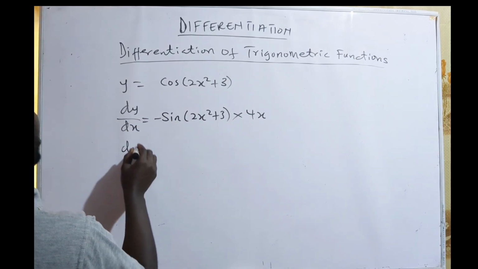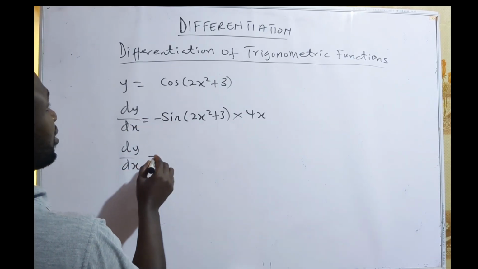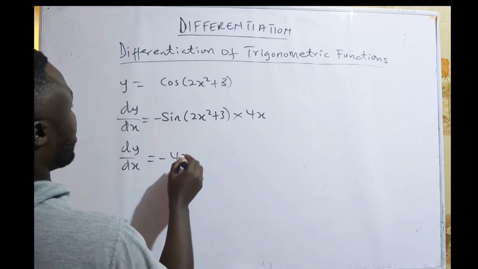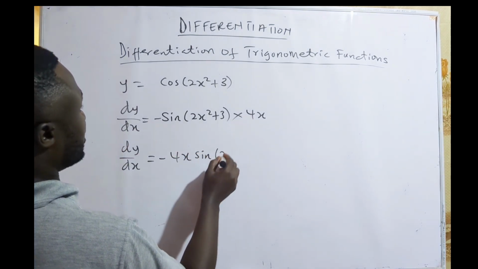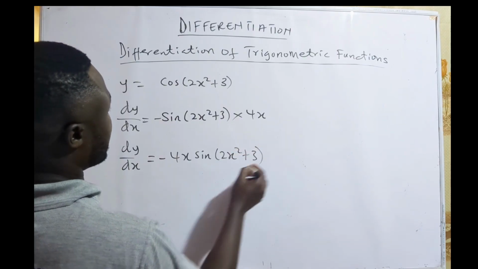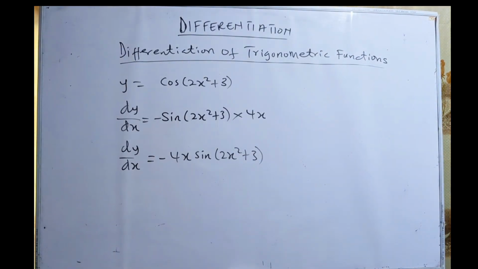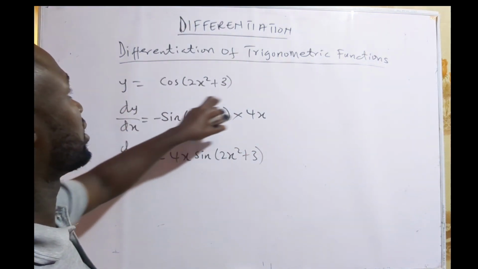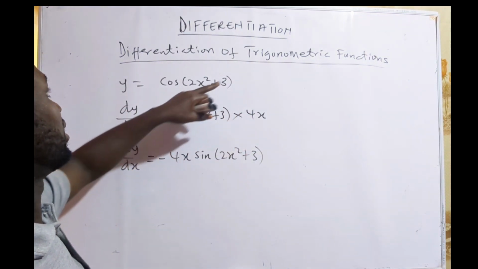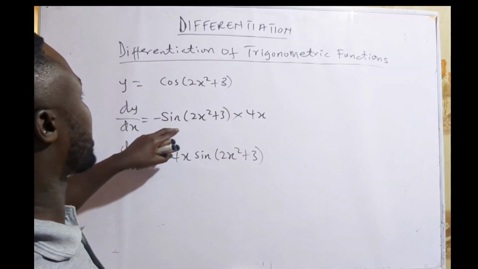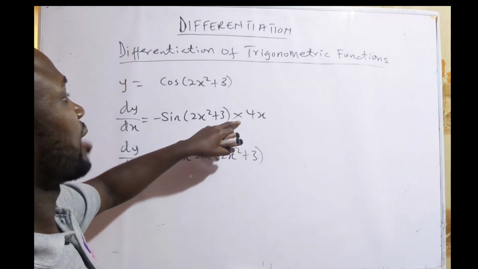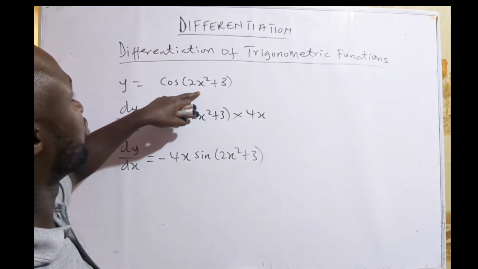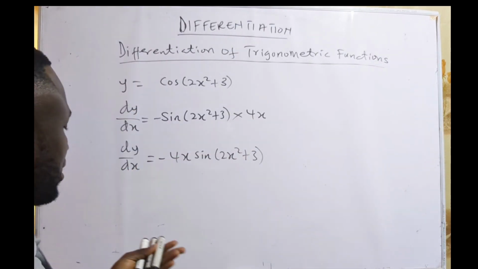So my dy/dx is going to give me minus 4x sine (2x squared plus 3). Minus 4x sine (2x squared plus 3). So you take the whole of this and then you differentiate. When I differentiate the whole, it gives me minus sine (2x squared plus 3), times, then you differentiate whatever is in the bracket here. That will give me 4x. Then I'll get my answer.